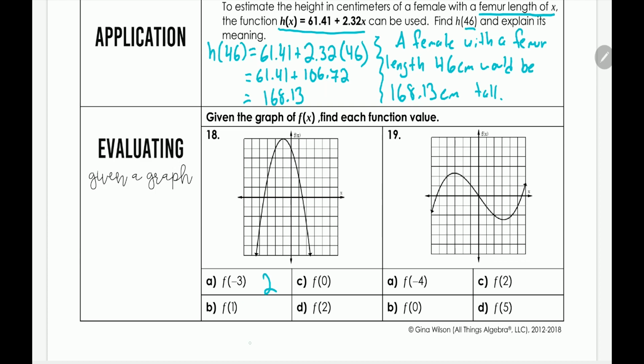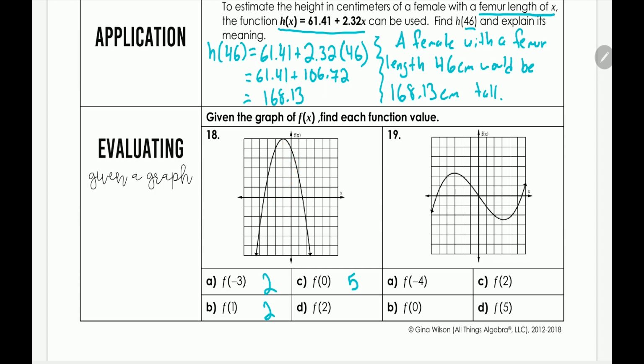Moving on to letter B, we have f of 1. So that means x would be 1 in this case. So we go to 1, then we go up to the graph, wherever it touches first, and we go over to the y. That gives us a y of 2. And let's move on to C. We have f of 0. So we go to x equals 0, which is right here. We go up to touch the graph. The graph touches at 1, 2, 3, 4, 5. So our y value would be 5.